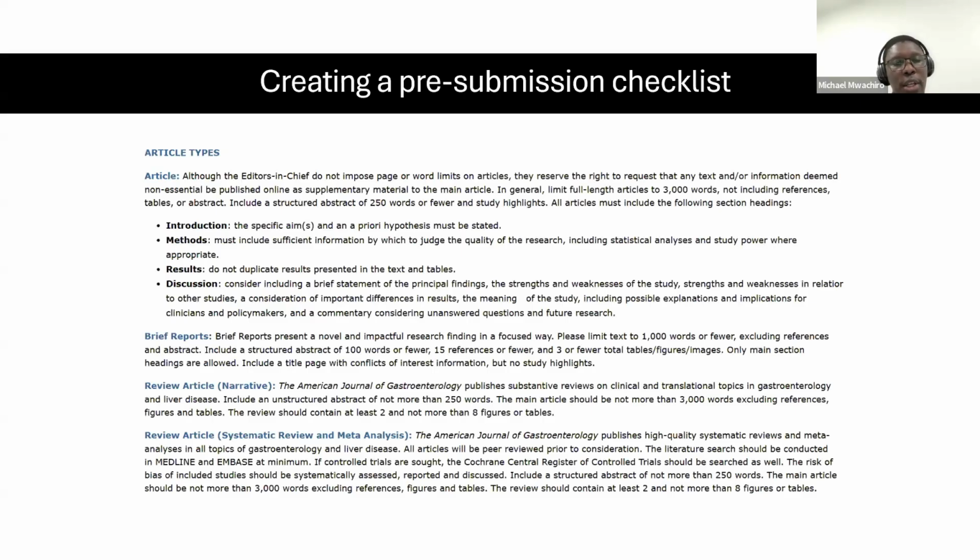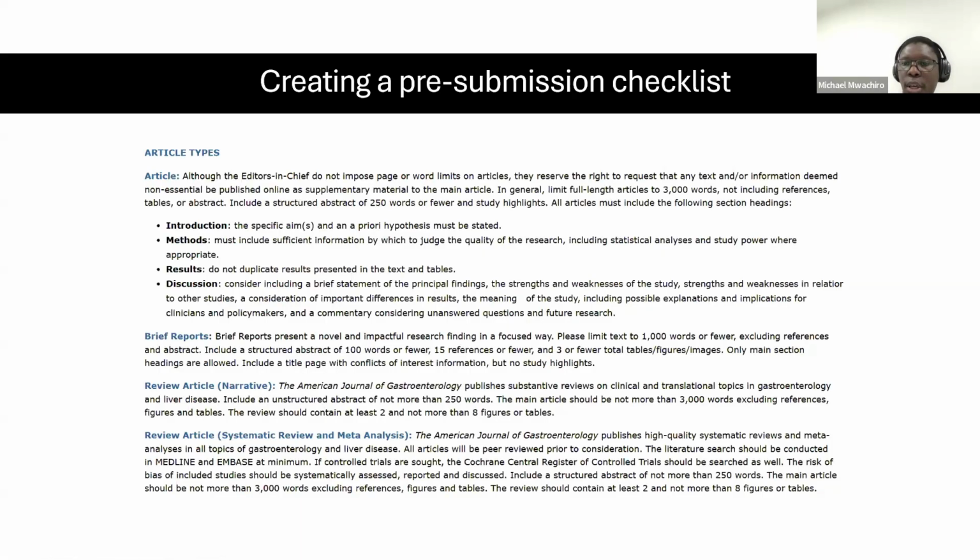And so once you've read the instructions for authors, for example, this is from one of the journals, they tell you what they would want in an article: introduction, methods, results, discussion. If it's a brief report, if it's a review, they tell you abstract not more than 250, main article not more than 3,000, references, review to, and not more than 8 figures. So you can actually make your submission checklist, and you make all of these boxes and say, okay, does my paper meet all of this?